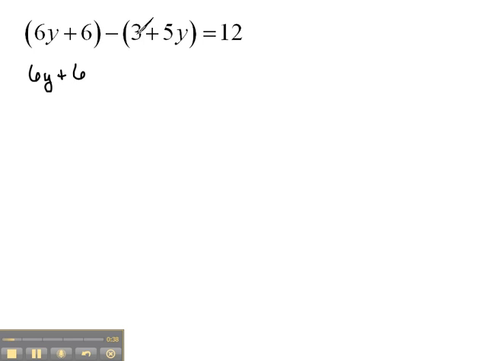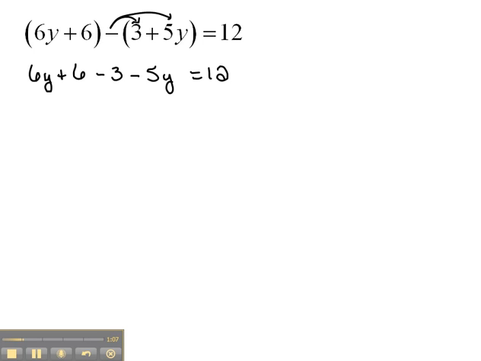Here, again, we cannot combine these, but we're subtracting off more than one term. That means that I need to subtract both of those terms. So subtracting a 3 would be a minus 3, and subtracting a 5y would be minus 5y equals 12. Now I've eliminated looking at those parentheses, and we can continue on.